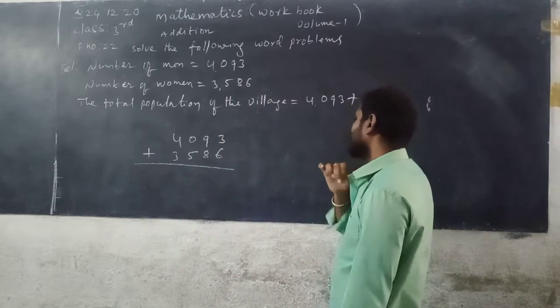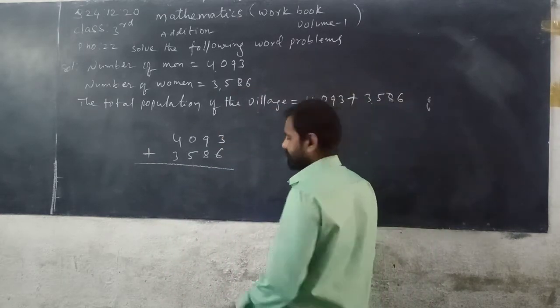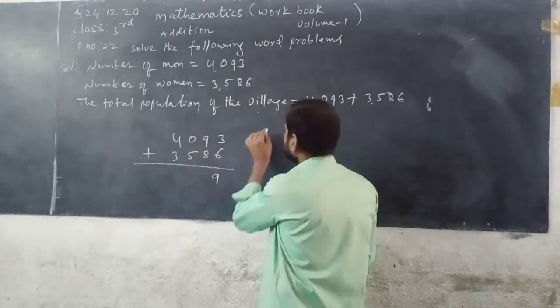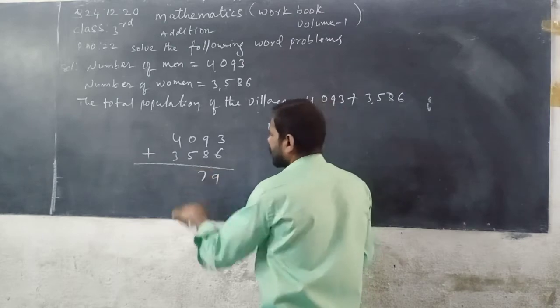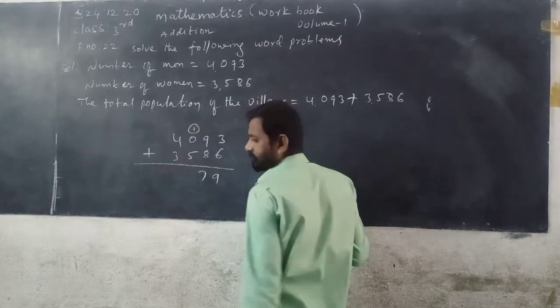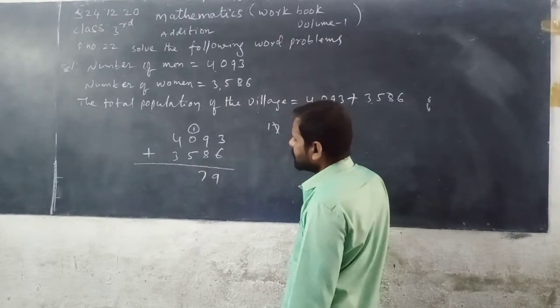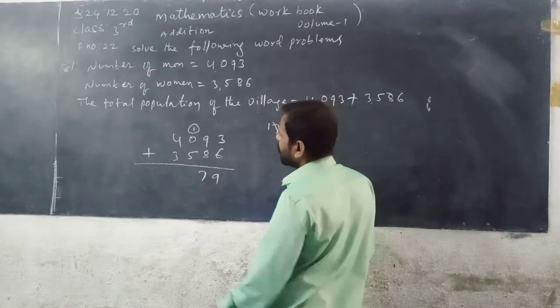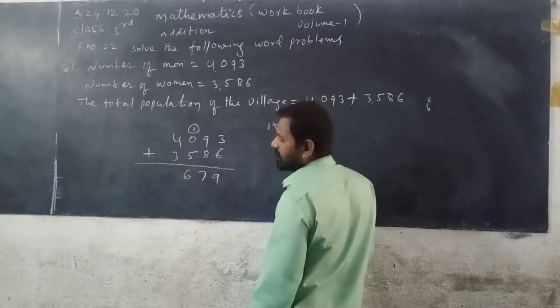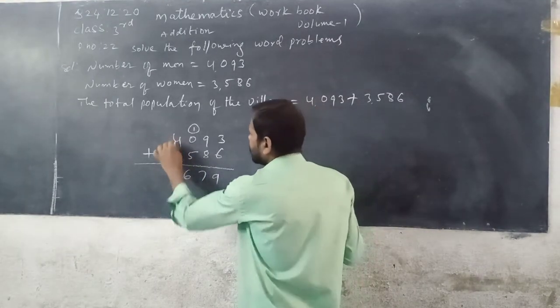First add the digits in the ones place: 3 plus 6, 9. Next add the digits in the tens place: 9 plus 8, 17. Write down 7 in the tens column, and 1 is carried over to the hundreds place. Next add the digits in the hundreds place along with the carry: 1 plus 0, 1; 1 plus 5, 6. Next add the digits in the thousands place: 4 plus 3, 7.